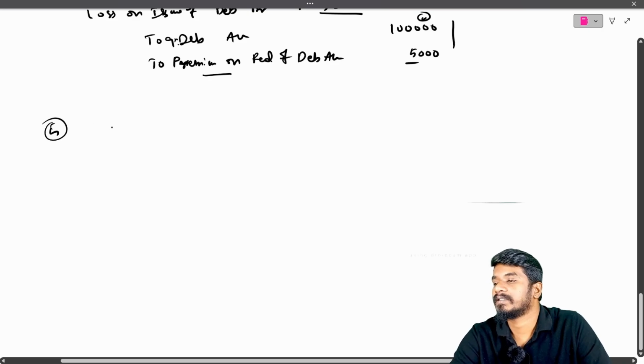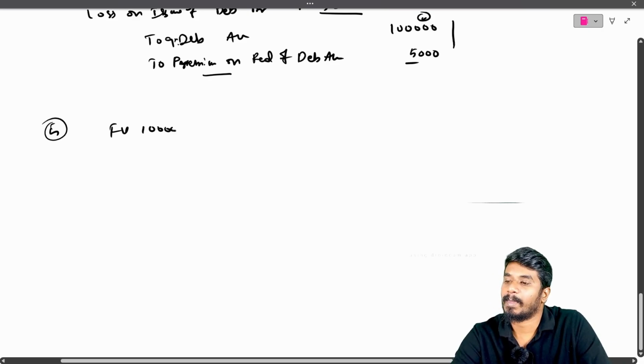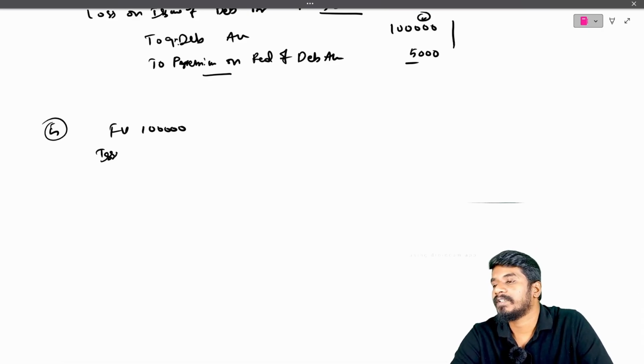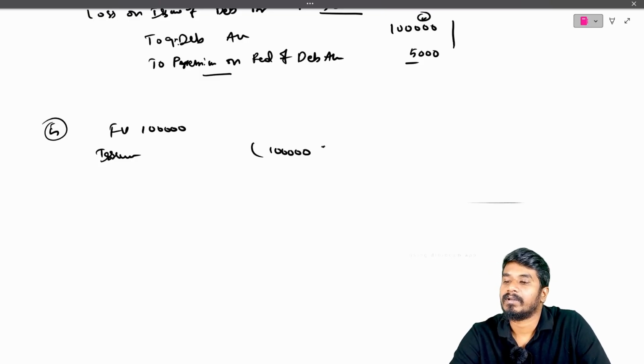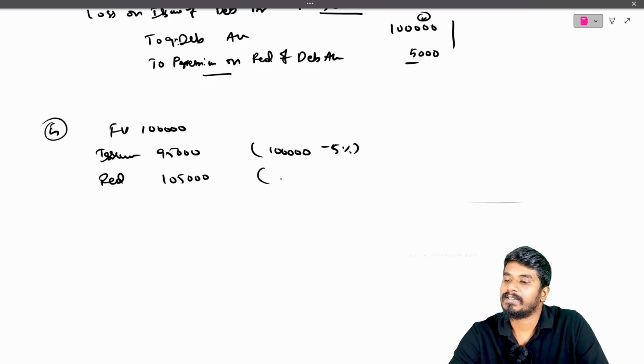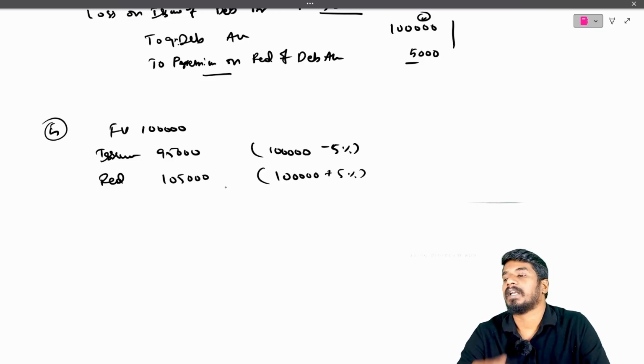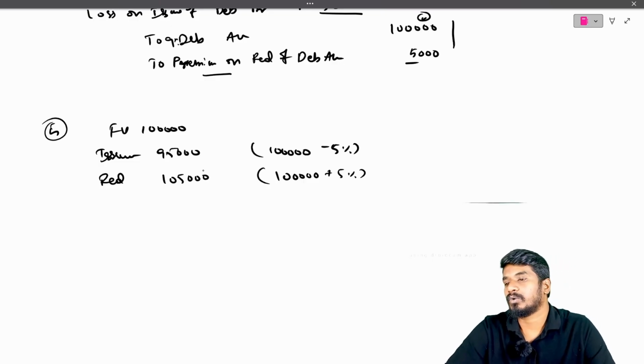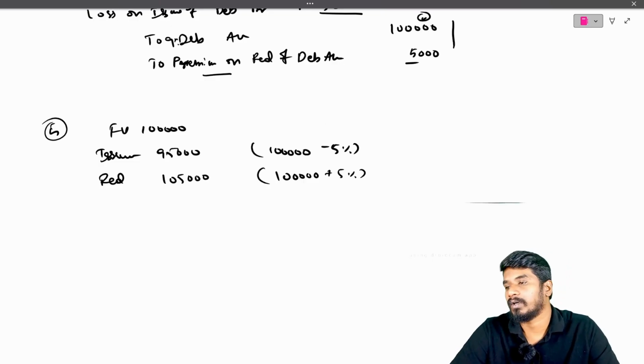The fifth case, face value was 1 lakh. Correct. So they have issued at a discount, that is 1 lakh minus 5%, 95,000, and they have redeemed at premium at 1 lakh 5,000, that is 1 lakh plus 5%. Right. So this is the case. So totally we are getting 10,000 loss from issue and also on redemption.